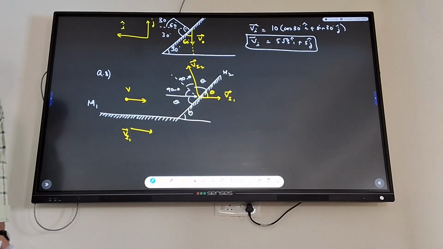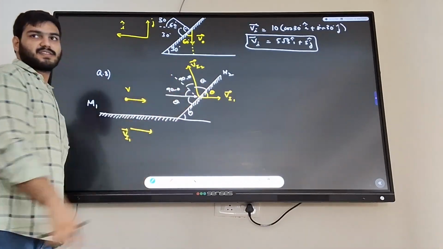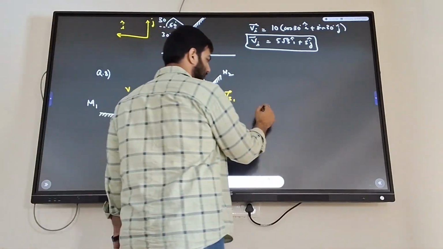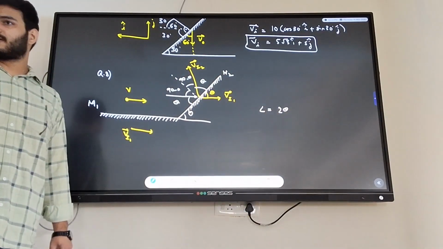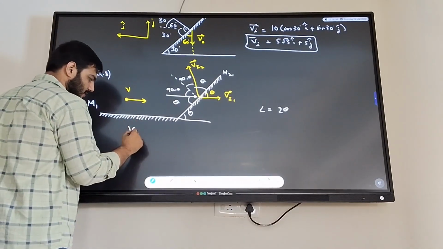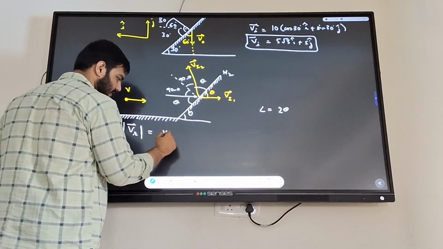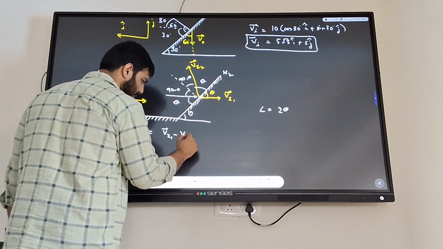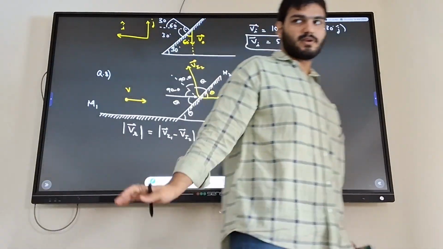Yes, everyone understands this? So what is the angle between these two vectors then? 2 theta. The angle is equal to 2 theta. What do you have to find? You have to find a relative velocity. In the question they are asking relative velocity, the magnitude of it. That is the magnitude of vi1 minus vi2 vector. You have to find this. This is what is asked in the question.